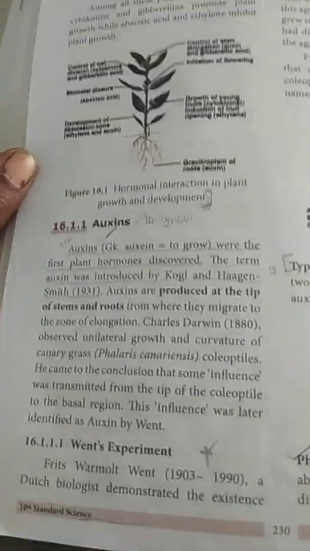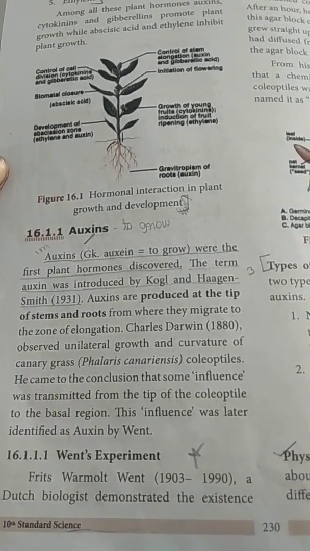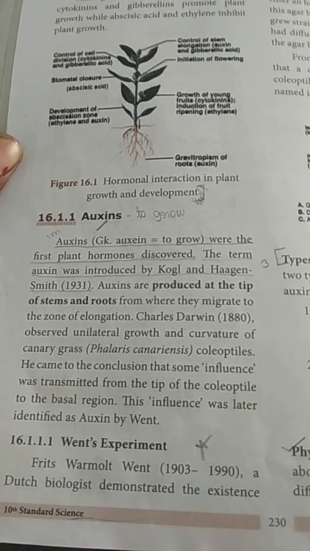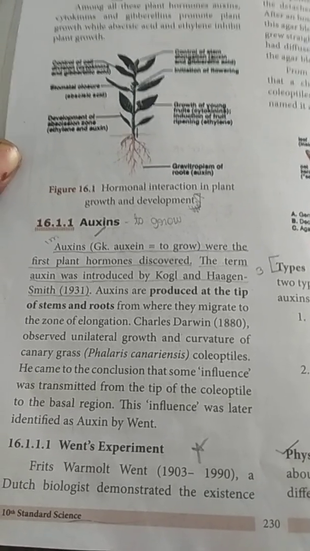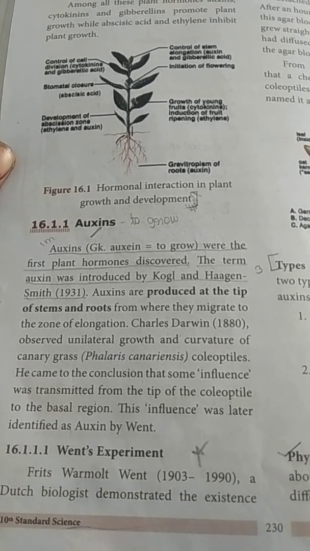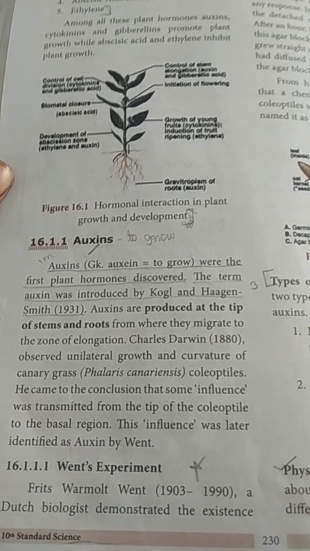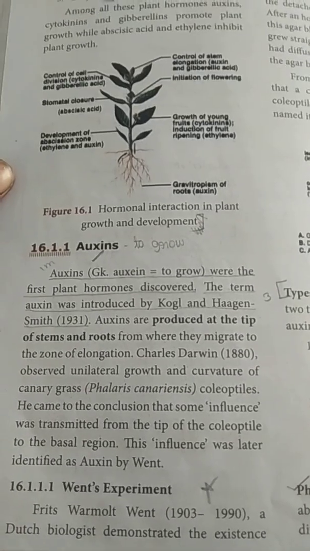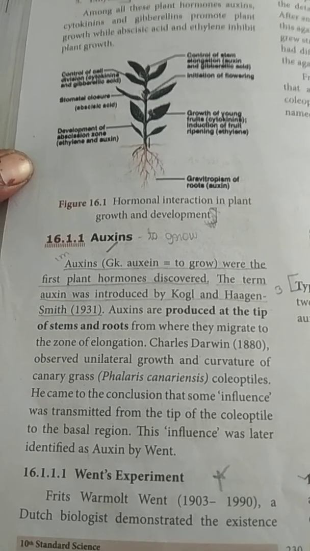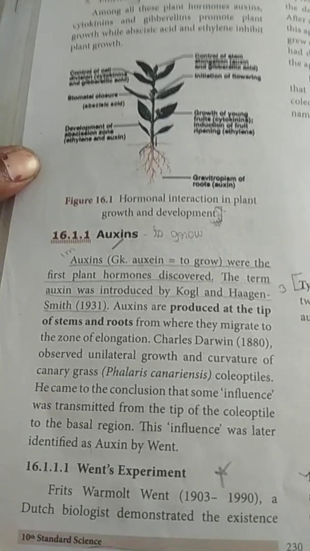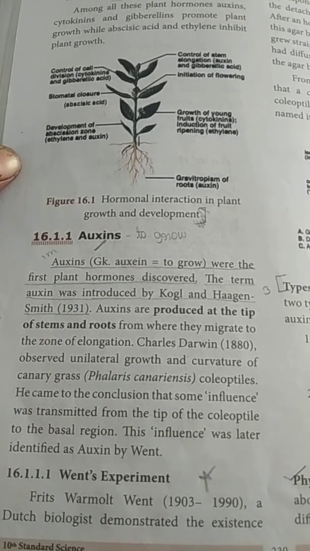First we see here auxin. Auxins help growth. What is the meaning of auxin? It is a Greek word, and its meaning is to grow. The first plant hormone discovered was auxin. The term auxin was introduced by Kogl and Haagen-Smit in 1931. Auxins are produced at the tip of a stem and a root. After that they migrate to the zone of elongation. So auxin hormone is first produced in the tips of the stem and also the root region, and it helps the growth of a plant.